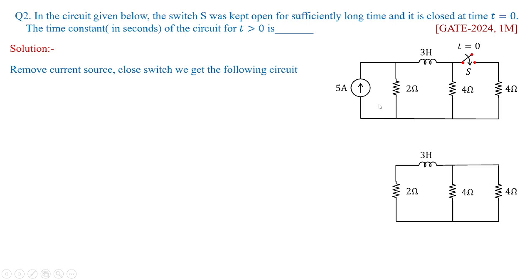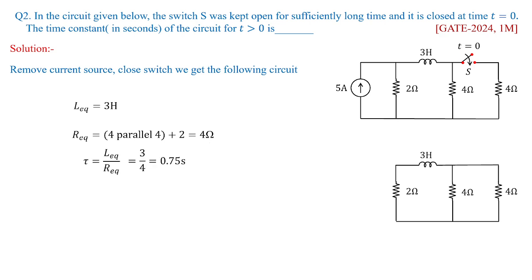You calculate the total inductor values as well as the resistance values. So once you close the switch and remove the source current, you're going to get L equivalent. We have only one inductor whose value is 3 henries, and for the resistances, you can see 4 and 4 are in parallel and the combined value is in series with 2. Hence R equivalent will be equal to 4 ohms.